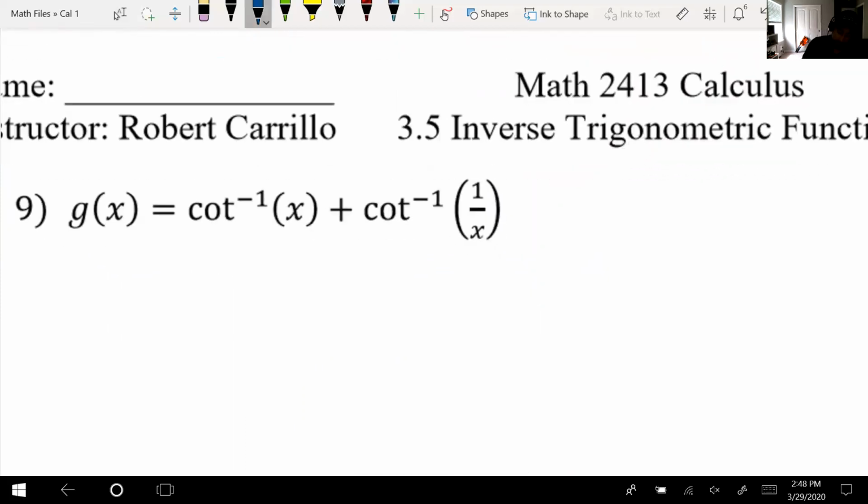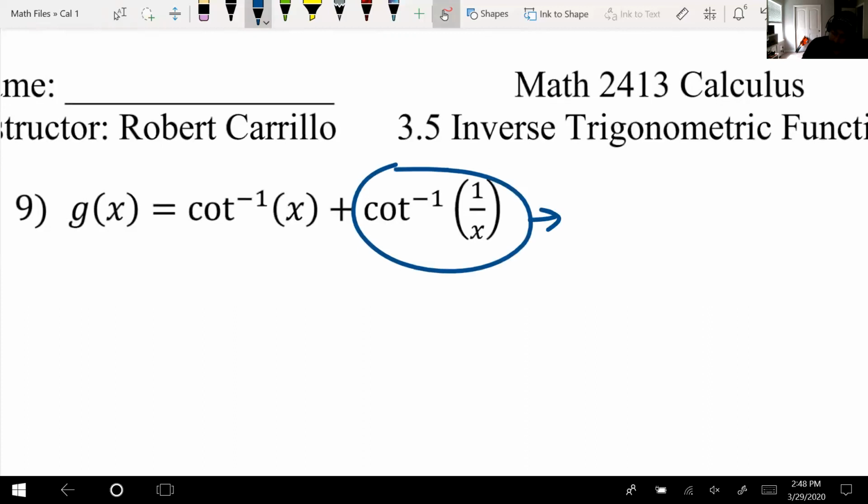Okay, so before we continue, rewrite this guy as cotangent inverse of x to the negative 1. Cotangent inverse of x to the negative 1. It's going to make our life easier, I think, hopefully.